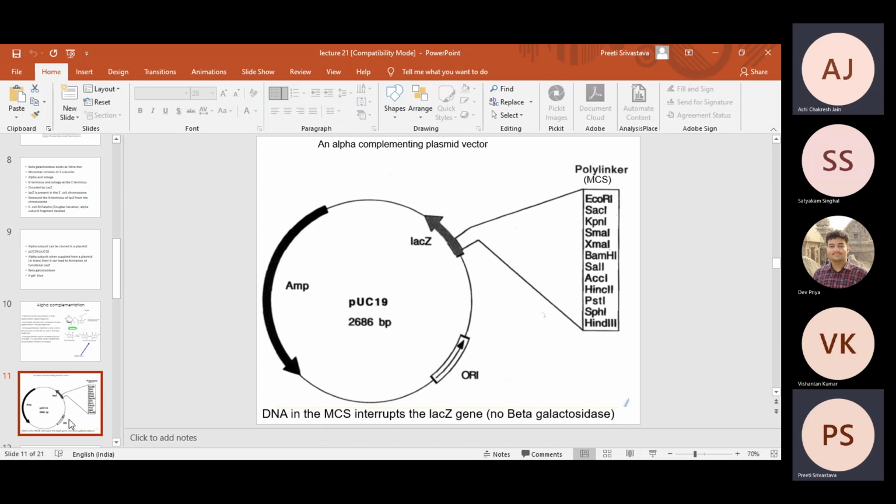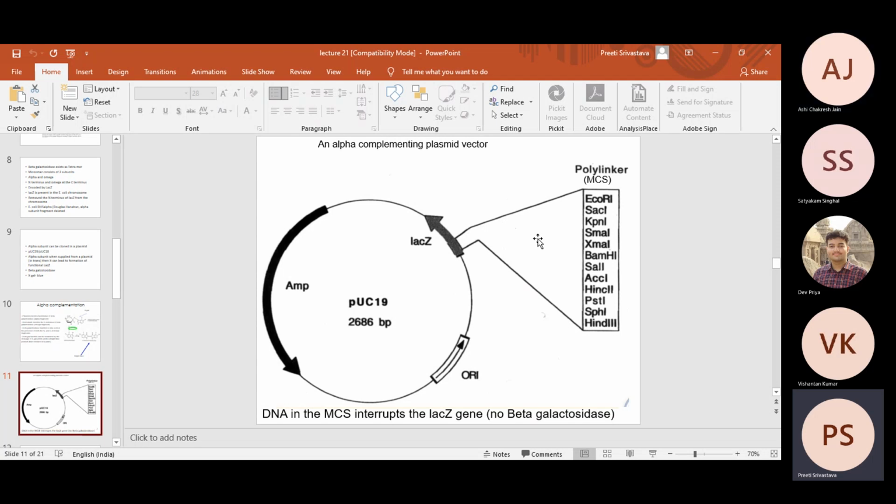Was it clear? So Arshi, just one thing. If you are using EcoRI, SmaI, BamHI or any of these sites for gene cloning, then if the insert is cloned, the lacZ alpha will get disrupted. And when it gets disrupted, it will not make functional lacZ alpha. So even though pUC19 will be there in the strain, because of the cloning, it will not make the functional alpha fragment, right? Okay, ma'am.